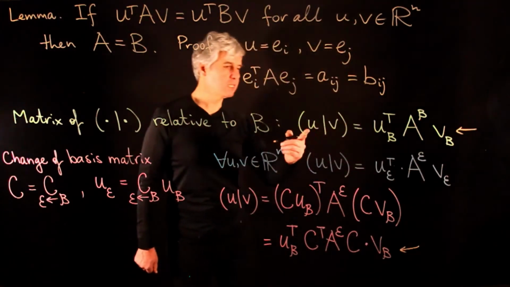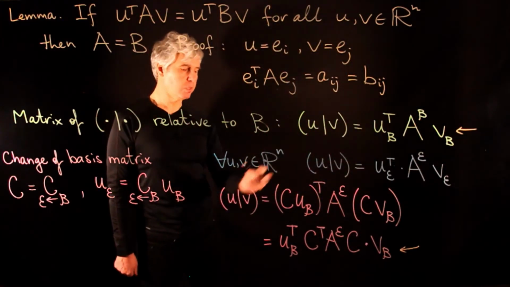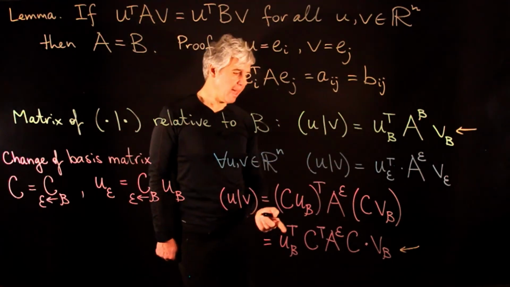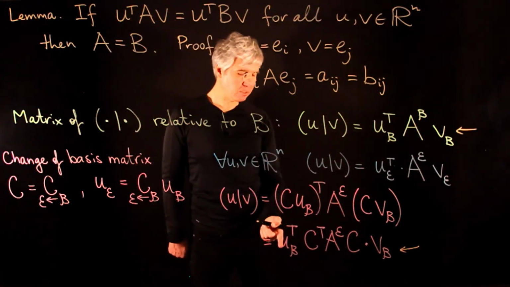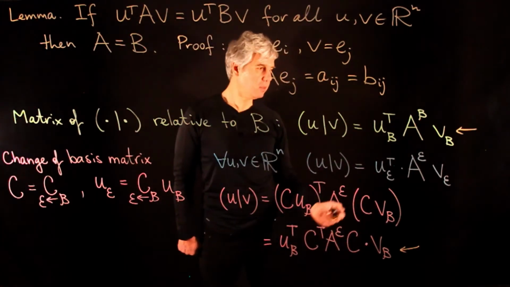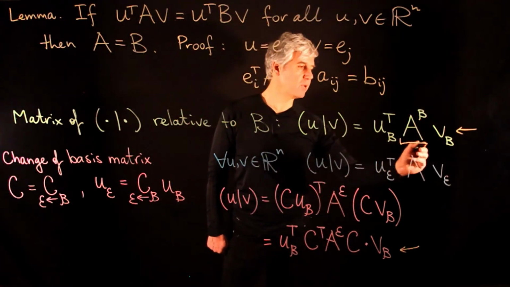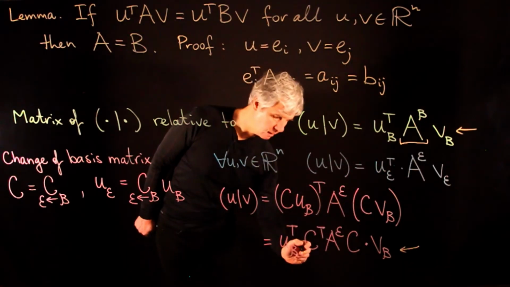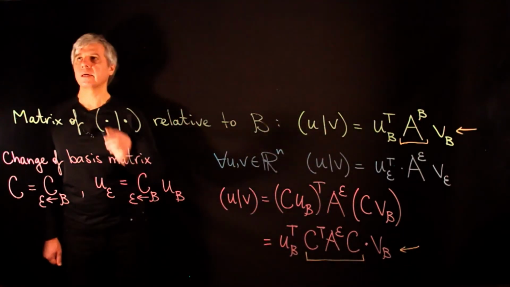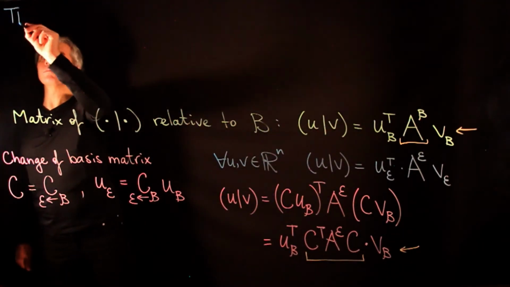Now we're going to apply this lemma to these two equalities. And so here we see that left-hand sides are equal, so these are just values of the bilinear form on u and v. And in the right-hand sides, vectors u_B and v_B are arbitrary. Then we conclude that the matrix A^B is equal to the product of matrices in the middle here. And now we obtain the following theorem.